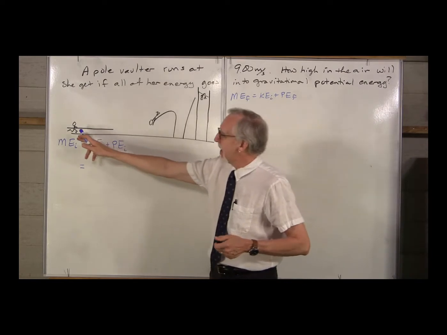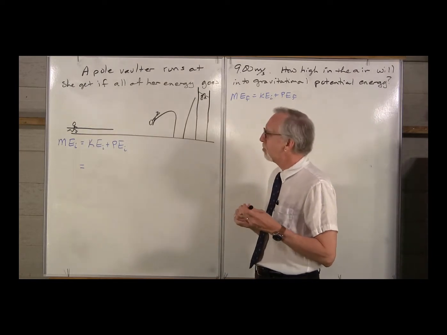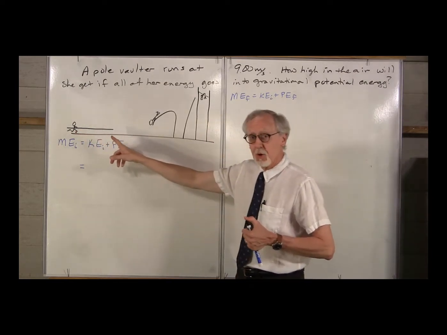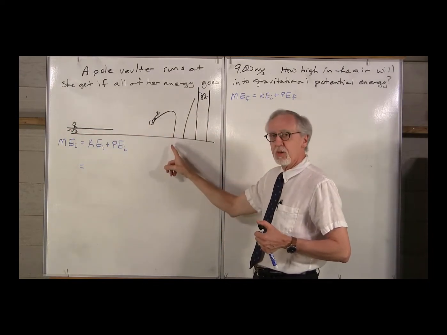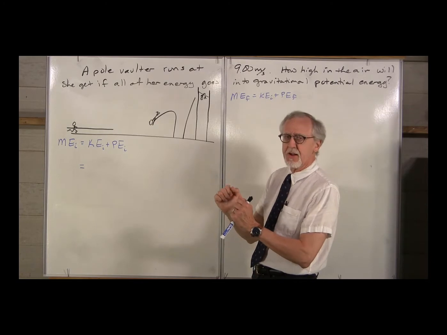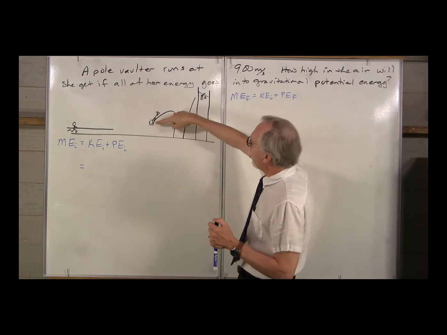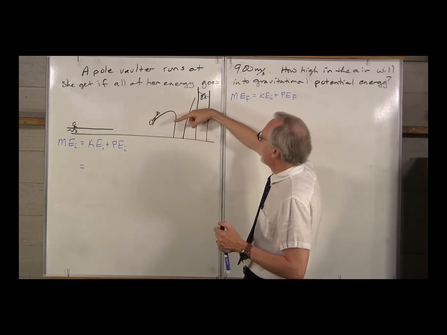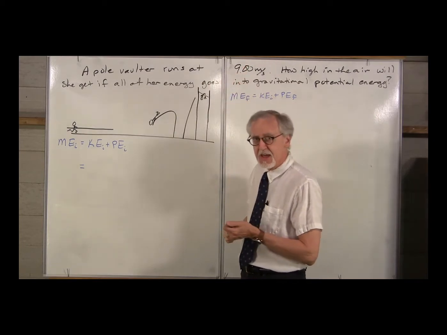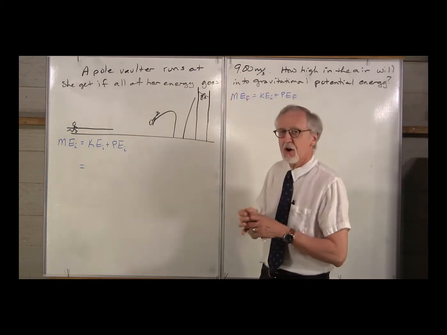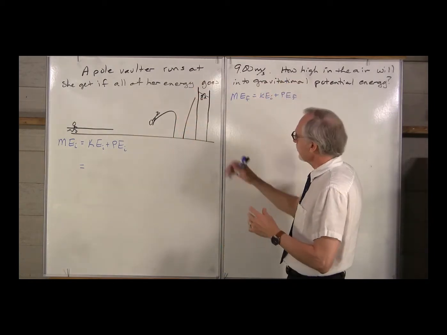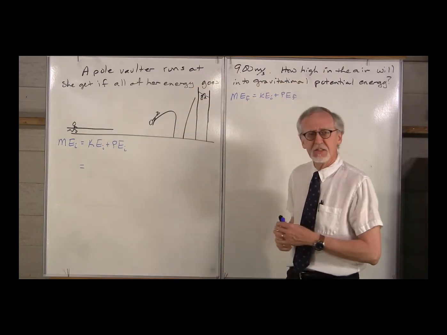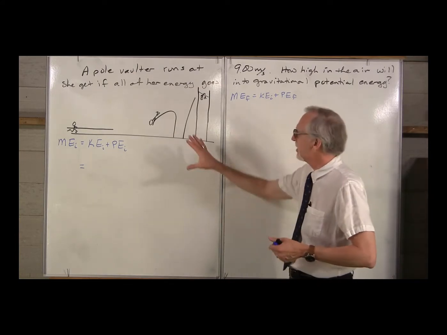The idea is that a person holds onto a long pole, a bendable, flexible pole. They run very, very fast. They plant the pole into the ground. They stick it down into the ground. The pole bends and then lifts them up into the air, and they then try and get over a horizontal bar as high as possible. Here is an artist's rendition of a pole vaulting event.